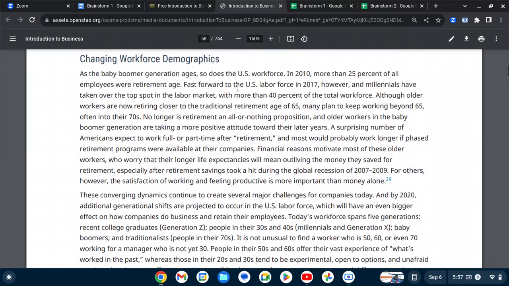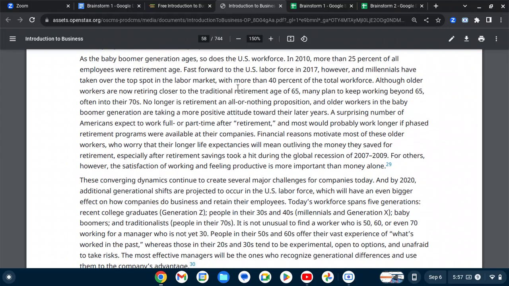Changing workforce demographics. As the baby boomer generation ages, so does the U.S. workforce. In 2010, more than 25% of all employees were retirement age. Fast forward to the U.S. labor force in 2017, however, and millennials have taken over the top spot in the labor market with more than 40% of the total workforce. Although older workers are now retiring closer to the traditional retirement age of 65, many plan to keep working beyond 65, often into their 70s.